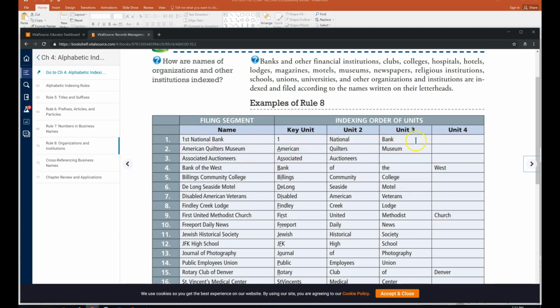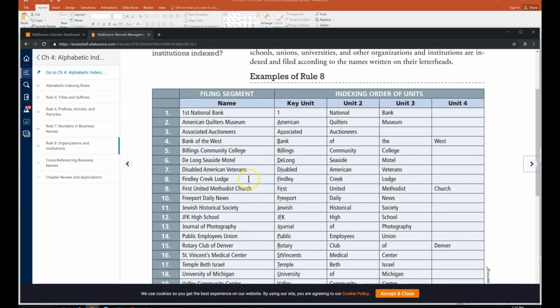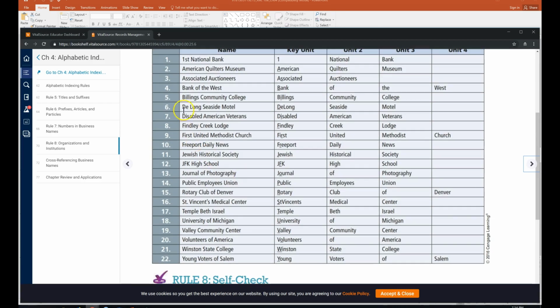American Quilters Museum, in that order. Associated Auctioneers, in that order. Bank of the West, in that order. We only move the "the" around when it's at the beginning of the name. Billings Community College, as written. DeLong Seaside Motel. Now we have an article that's here, so we need to incorporate that rule. DeLong goes together. Disabled American Veterans.